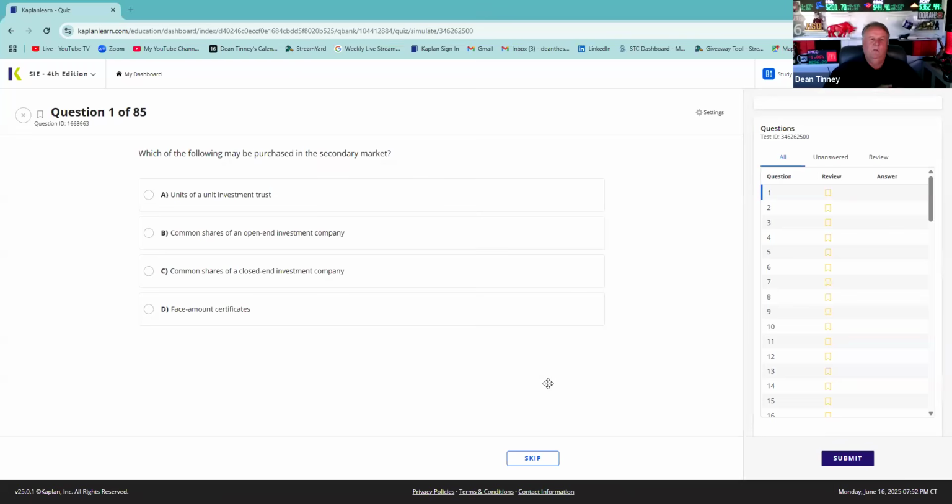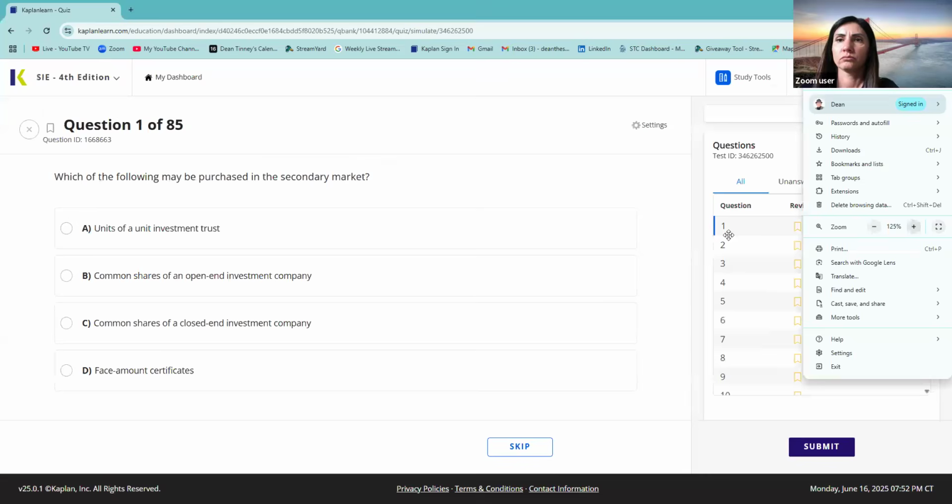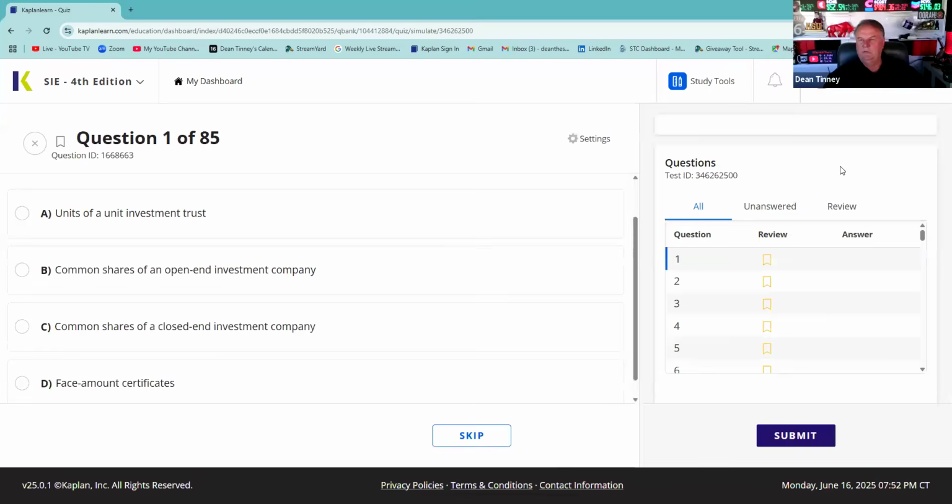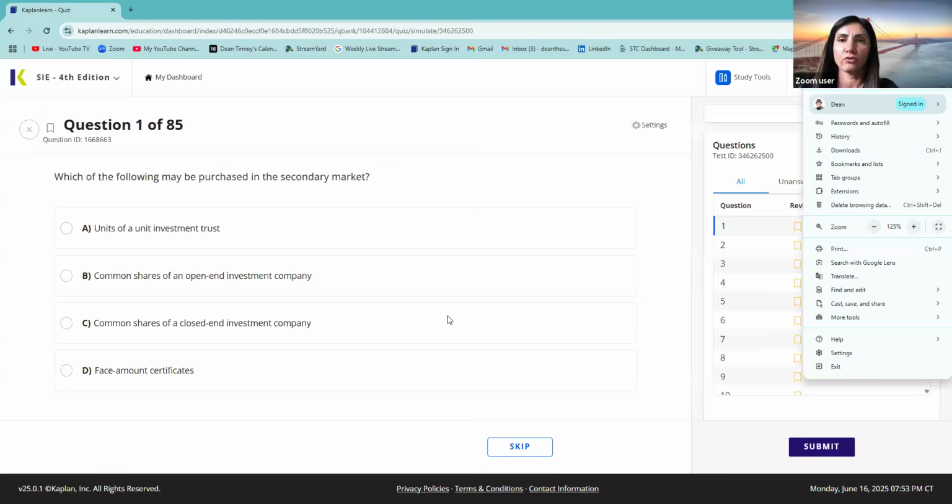Yeah. All right. So which of the following may be purchased in the secondary market? Okay, so I can make the screen bigger. That's good. Yeah, I can make my screen bigger too. Let me do that for you. Okay. Oh, it might be a little too big. Yeah, for me, I can make it a little bit wider from my end too. Sure. Okay, so let's see which of the following may be purchased in the secondary market.